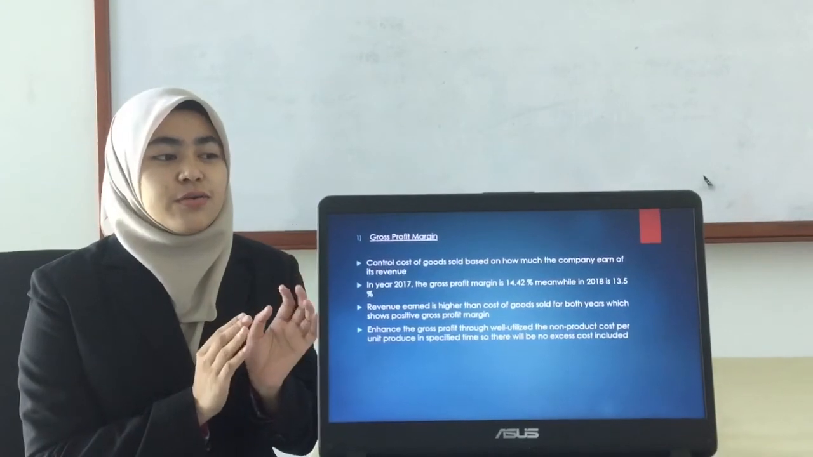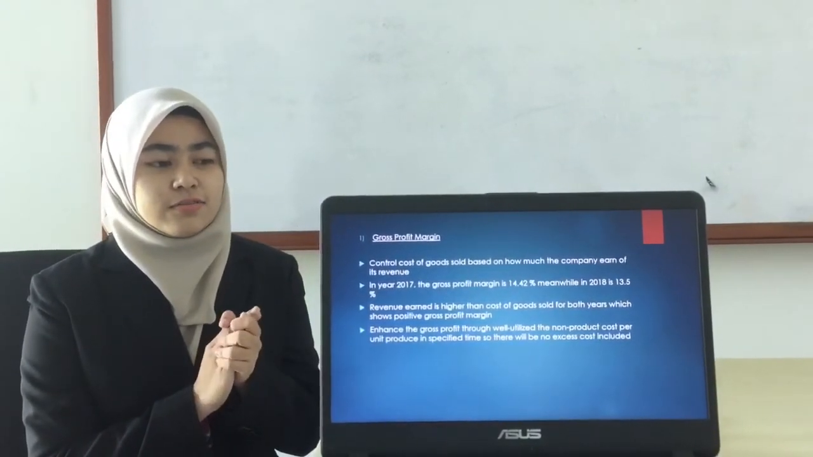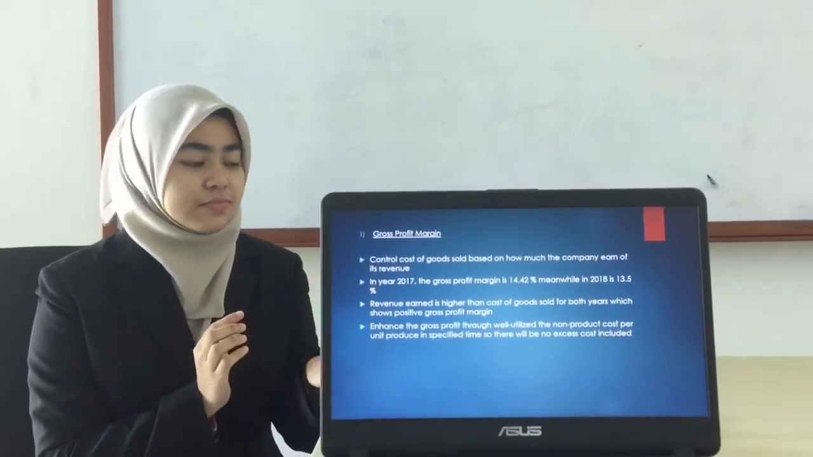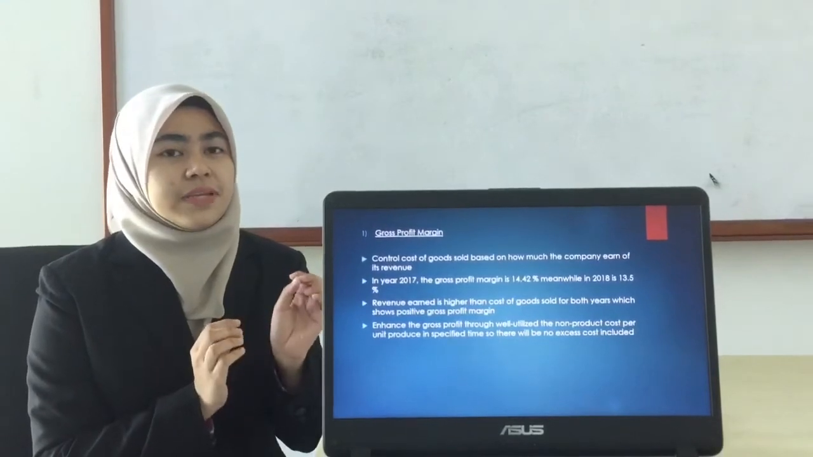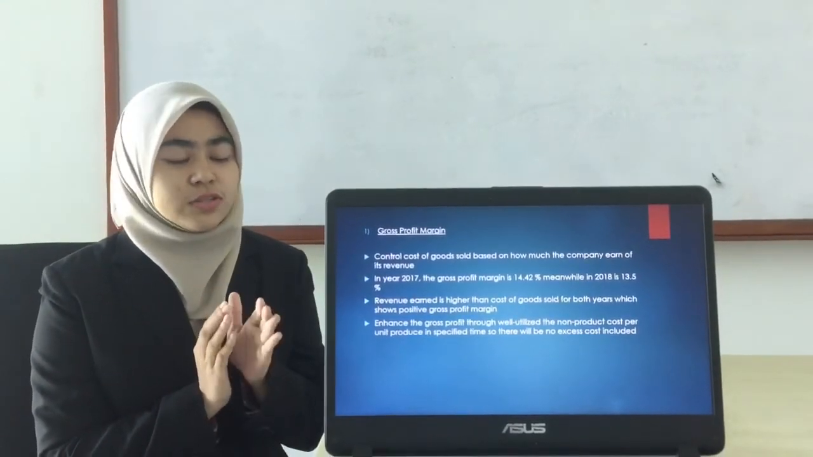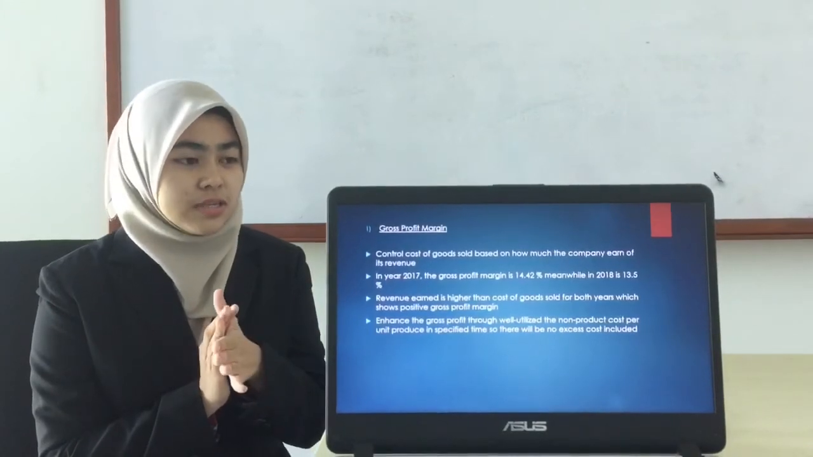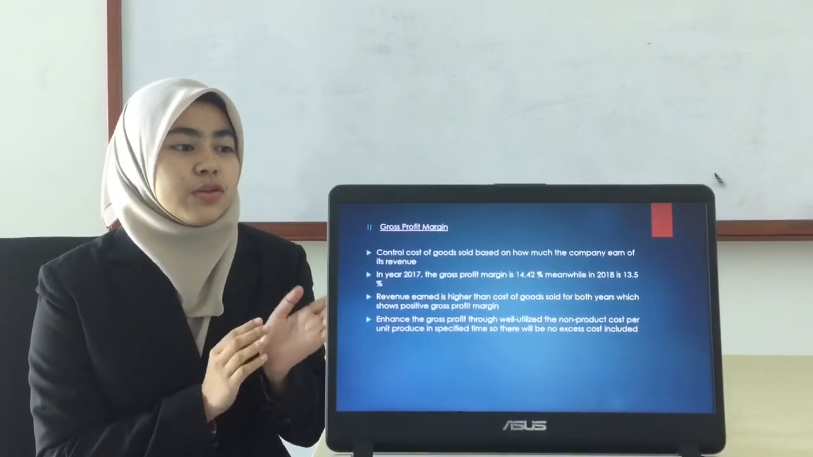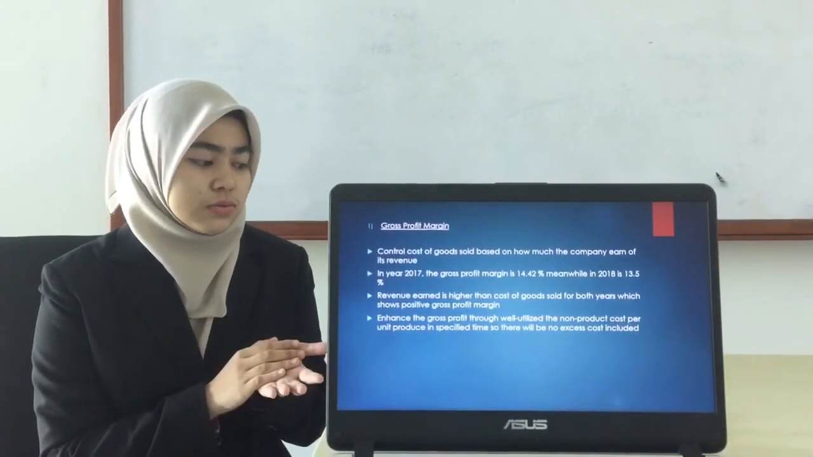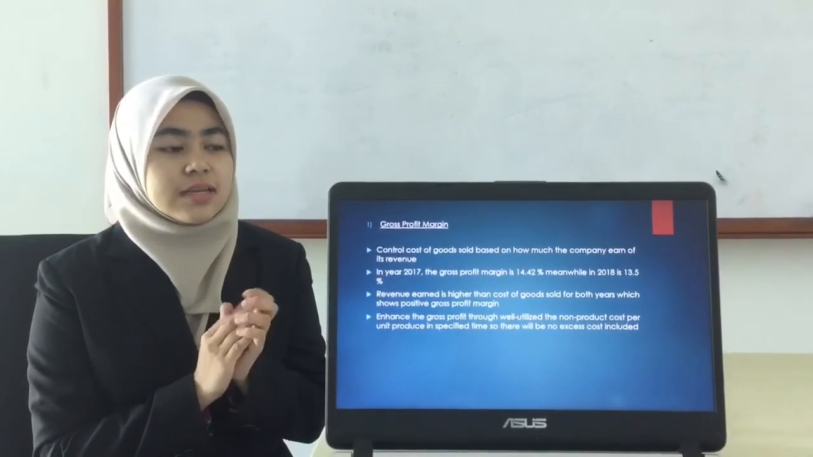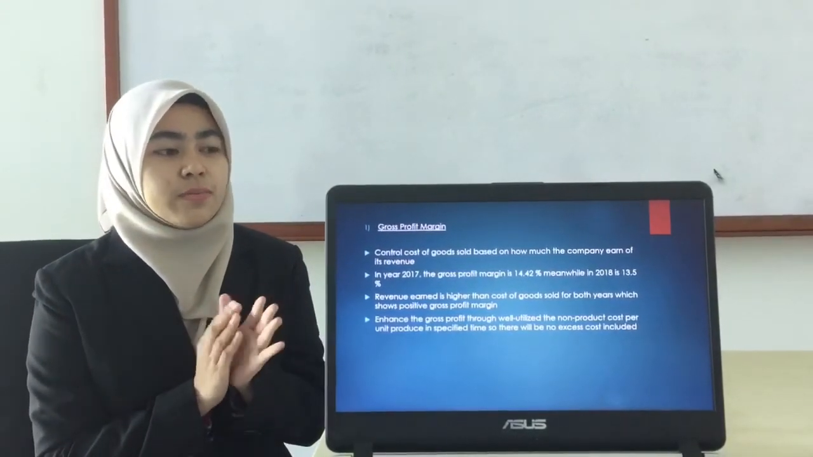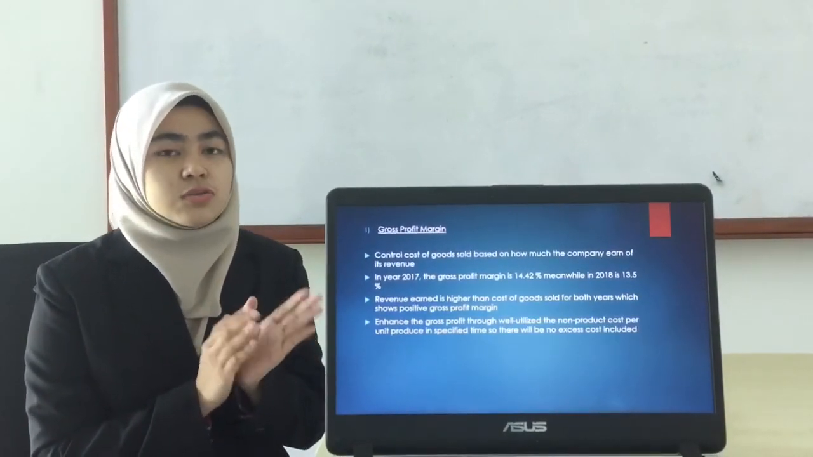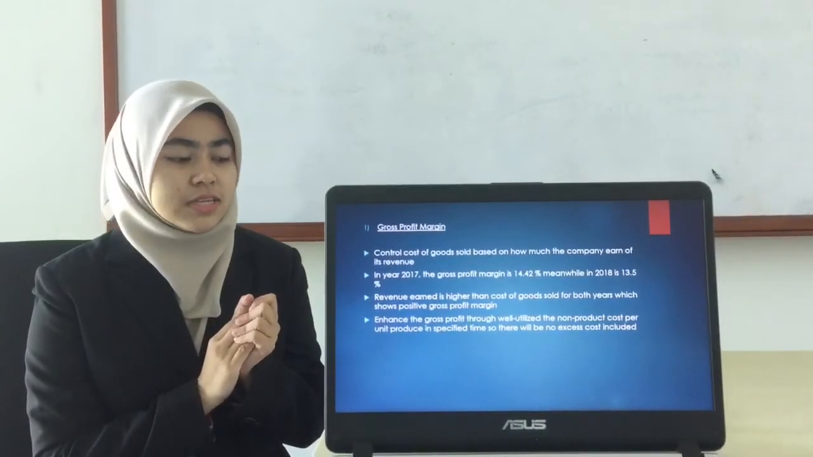And more, revenue earned is higher than the cost of goods sold for both years, which shows the positive gross profit margin. But the company is still unable to increase the gross profit margin before deducting other expenses incurred, even though the revenue is much higher than the cost of goods sold. And for the recommendations, the company can enhance the gross profit margin by well utilizing the non-product cost per unit produced in a specified time, so there will be no other excess cost included.